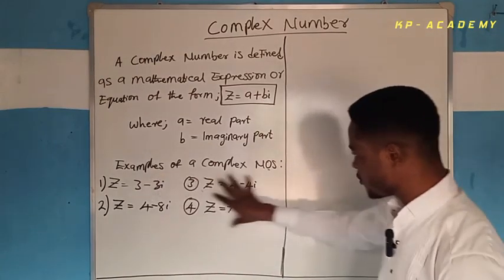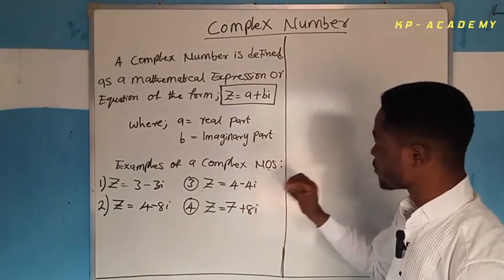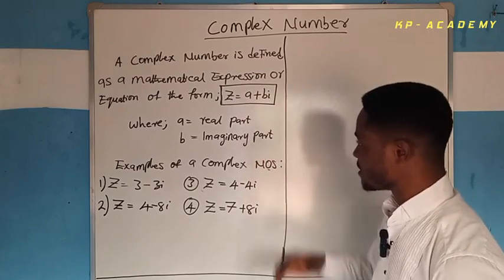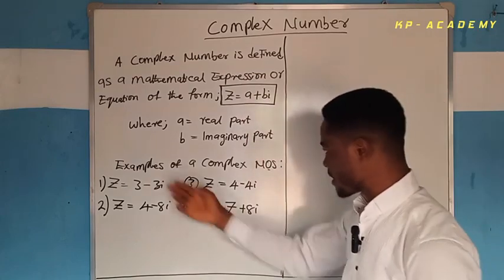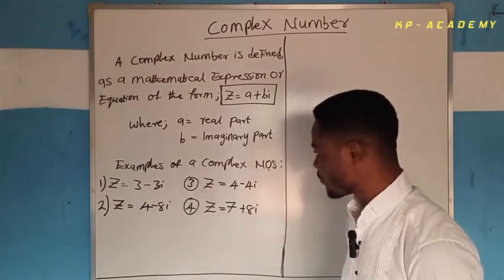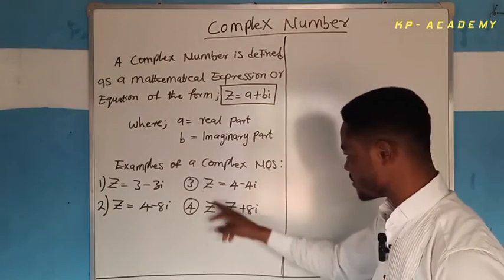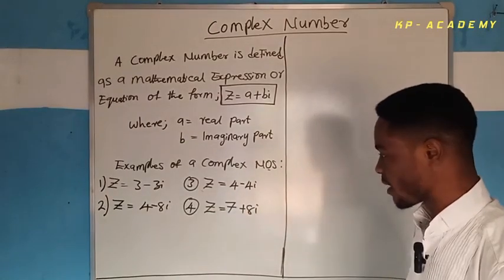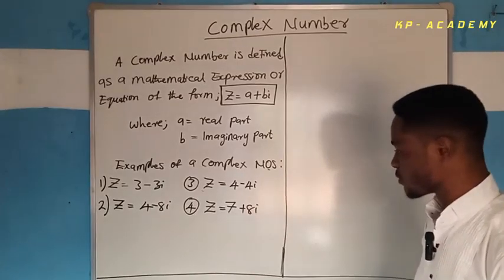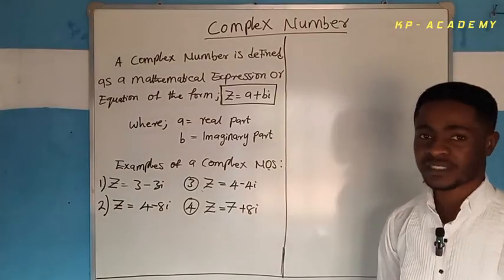And these are the numerical examples of a complex number. A complex number is a mathematical expression of this form, where a is the real part and bi is the imaginary part. Examples are: z equals 3 minus 3i; number 2, z equals 4 minus 8i; number 3, z equals 4 minus 4i; and finally, z equals 7 plus 8i. All these you see here are examples of a complex number.